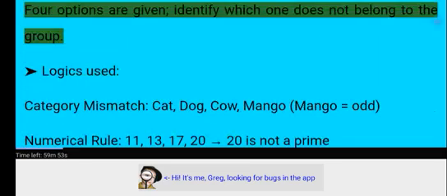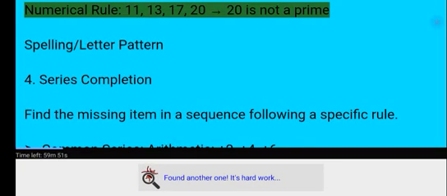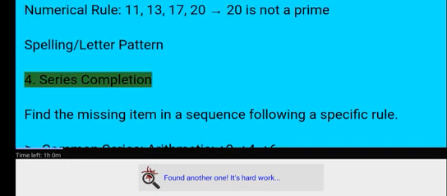3. Classification. Odd one out. 4 options are given. Identify which one does not belong to the group. Logics used. Category mismatch. Cat, dog, cow, mango. Mango equals odd. Numerical rule. 11, 13, 17, 20 → 20 is not a prime. Spelling or letter pattern.